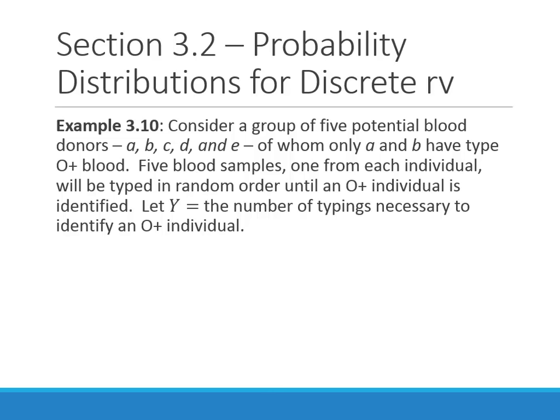So to connect this to what we've done before, let's talk about what our sample space is. I'm just looking at ordered lists of these 5 people. So the sample space is going to be all permutations of the set A, B, C, D, and E.